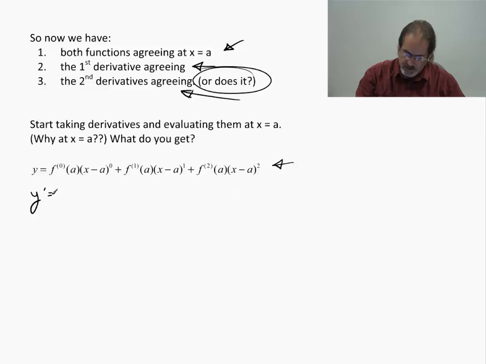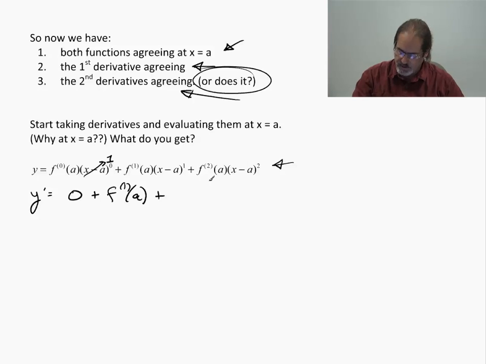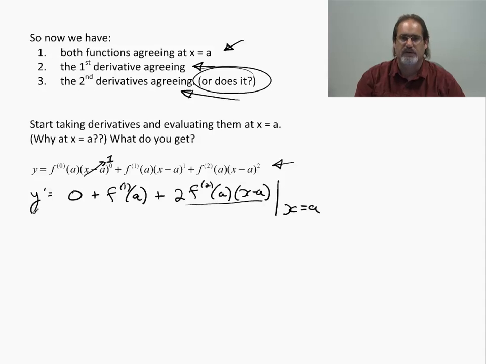Y prime will equal, remember, x minus a to the 0 is just 1, so this is going to be 0, because I'm taking the derivative of a constant, plus the first derivative evaluated at a, plus twice the second derivative evaluated at a times x minus a. Now I'm going to evaluate this at x equals a. When I do, this term, x minus a, goes to 0, so all of this term right here will go away. That would be 0. So the first derivative is nothing more than the first derivative evaluated at a. That's it. So that matches. That's great. So now let's take the second derivative, see how well that matches.